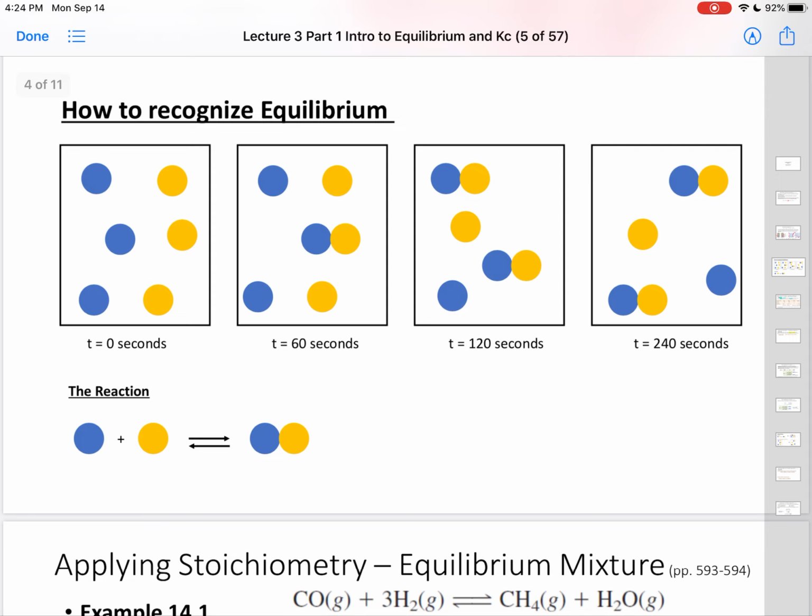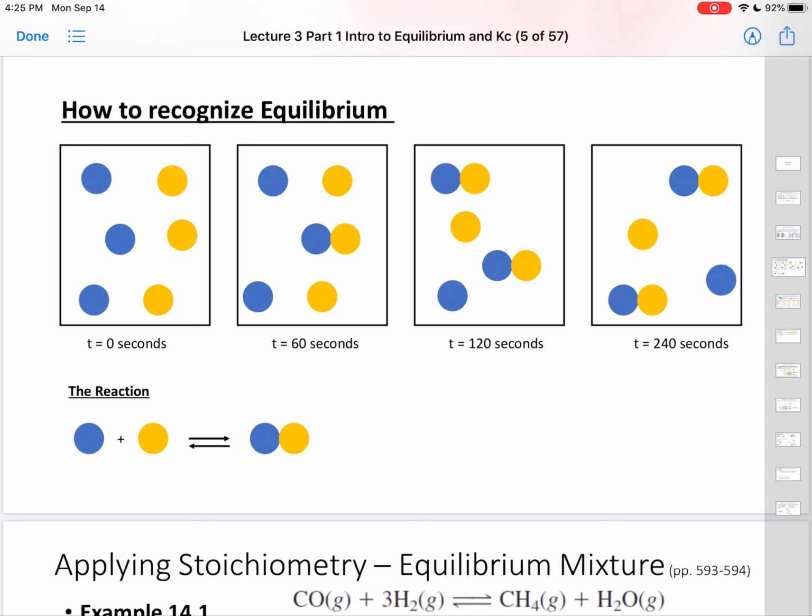So another way to look at it is really just a snapshot, okay, of your reaction flask over different time frames. Okay, and I think this is a very, very good way to recognize equilibrium. Okay, so let's say you have this reaction where you have a blue ball or blue molecule reacting with the yellow, and it forms this blue-yellow molecule. Okay, so the forward reaction is your blue reacting with your yellow, and it forms this blue-yellow molecule.